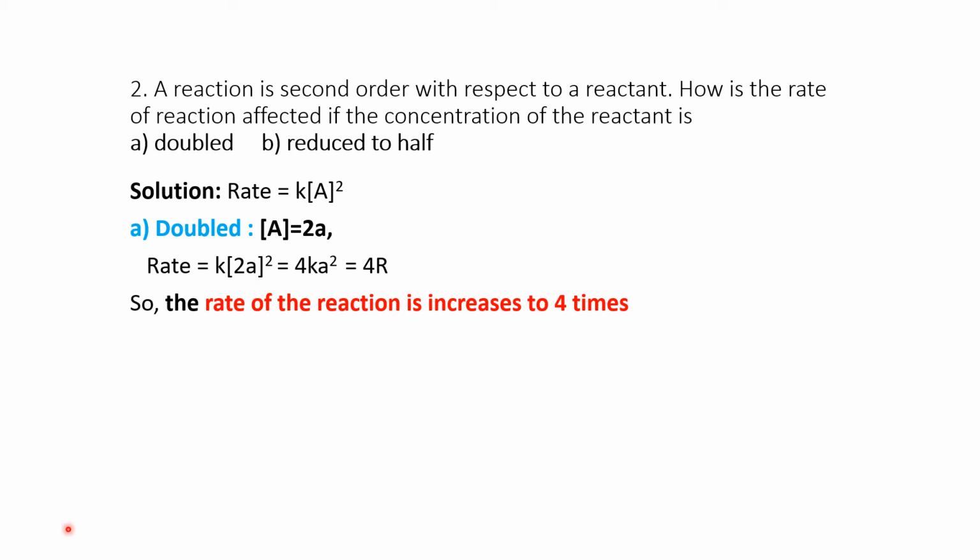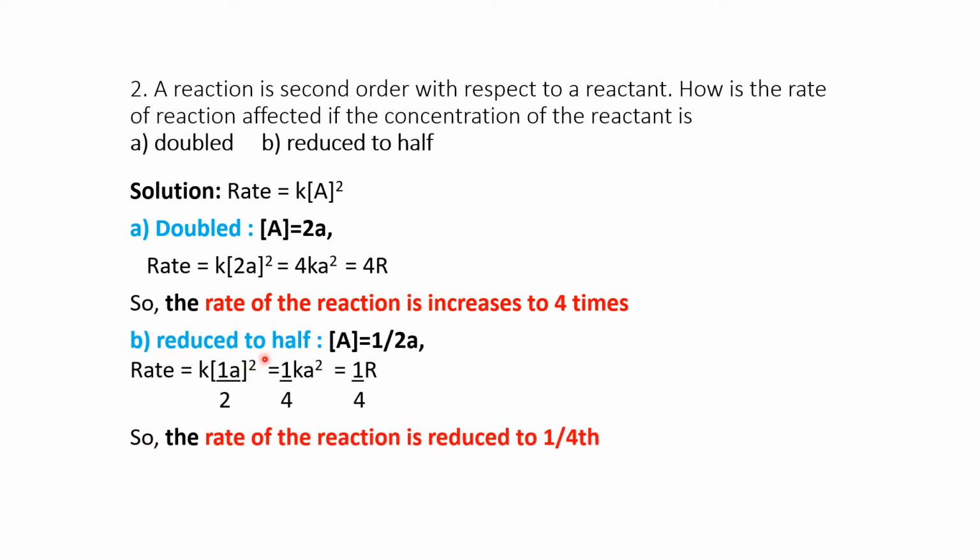Okay, and the next one is, if it is reduced to half, what will happen? A is equal to 1 by 2. Instead of A, we need to substitute 1 by 2 A, the whole square. So 1 by 2 the whole square is 1 by 4 into K A square. So this has to be taken as R only. If you compare these two, this one is 4 times increased, and this one is 1 by 4th time reduced. Okay, the rate of the reaction is reduced to 1 by 4th.